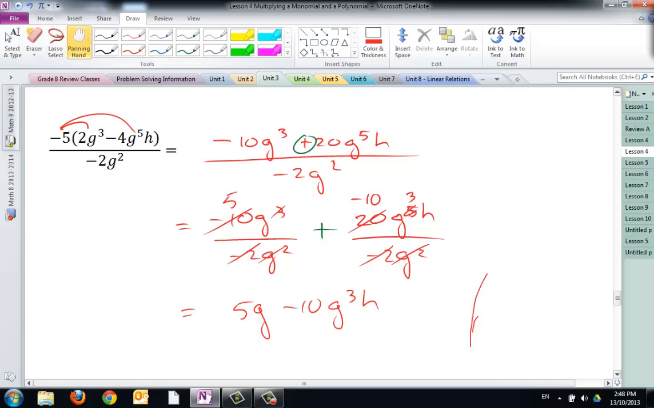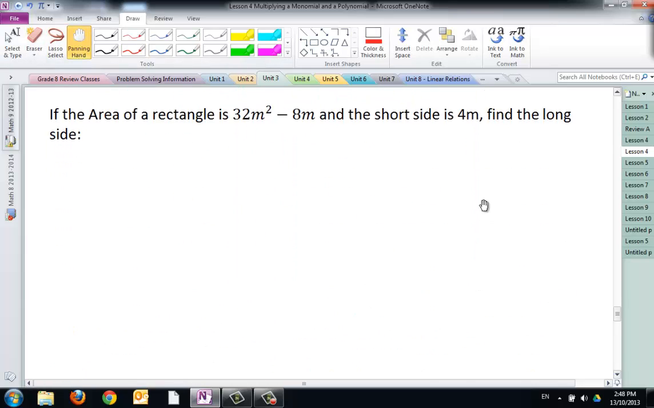So last question here. I'm tricking you up a little bit. I'm throwing in a word problem, and I know how much you guys love word problems. If the area of a rectangle is 32m squared minus 8m, and the short side is 4m, find the long side. I want the long side as my answer.